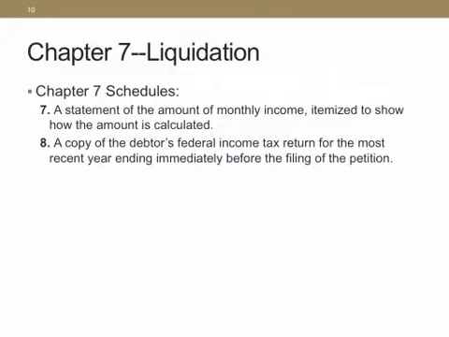They also need to state the amount of monthly income, itemized to show how the amount is calculated, as well as a copy of the debtor's federal income tax return for the most recent year ending immediately before the filing of the petition.